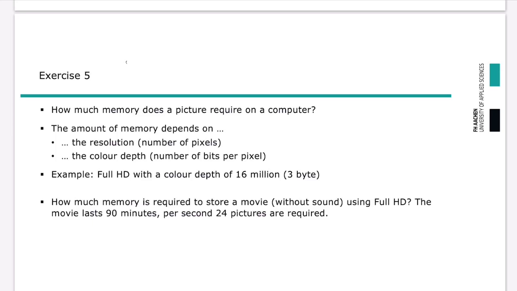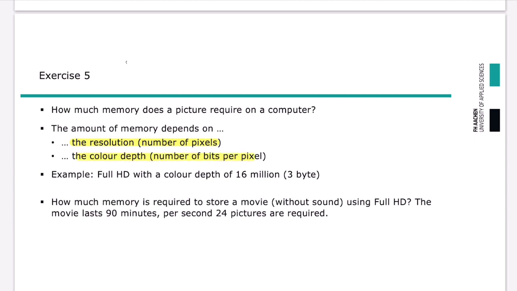Let's have a look at exercise 5. So the question is, how much memory is required for a given picture on a computer or TV screen? And as you know, it's about the resolution, the number of pixels we do have, and the color depth. That means how many bits per pixel are required. And two values are given.